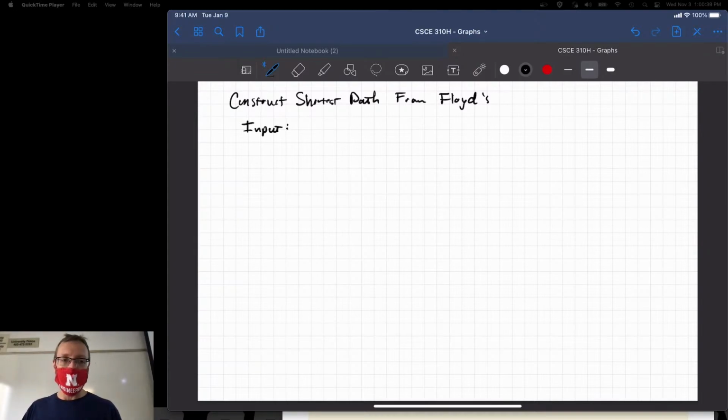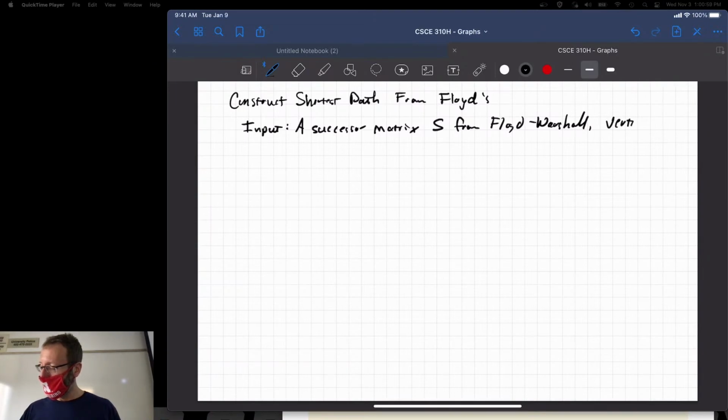All right, my input is going to be a successor matrix S from Floyd-Warshall, and two vertices, say V sub I to V sub J. So of course you could repeat this for all pairs very easily. This is just a subroutine. My output will be the shortest path, P, going from V sub I to V sub J.